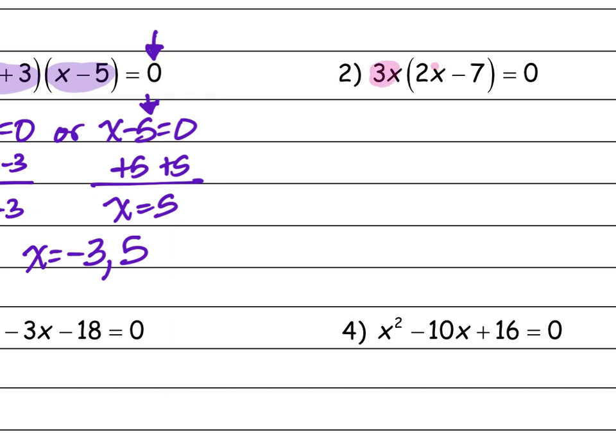I have this times this. I have 2 things. There's not 2 parentheses, but if I have something touching a parenthesis, that means times, right? So that means I have 3x equals 0, or 2x minus 7 equals 0. So now I have 2 equations again that I have to solve for. If I take my first equation, how do I solve for x on that equation?